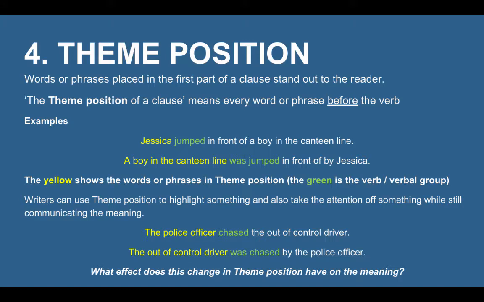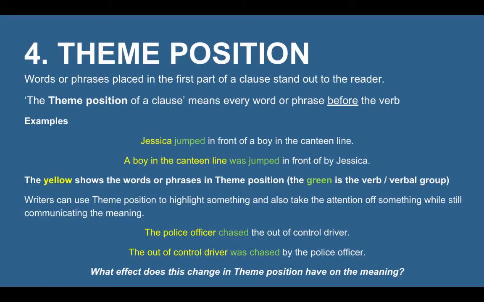Now, theme position is significant to know and to be able to use because whatever's in theme position is highlighted, and whatever is usually in the Rheme position is not as noticeable. And so we can actually use language in quite a crafty, manipulative way by utilizing theme position for this purpose.